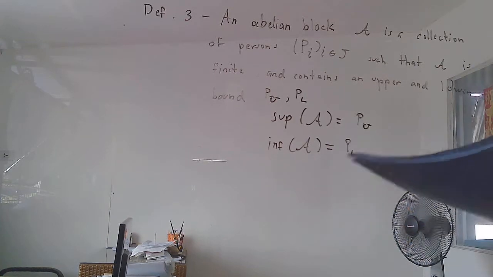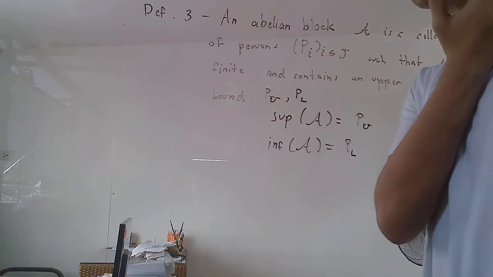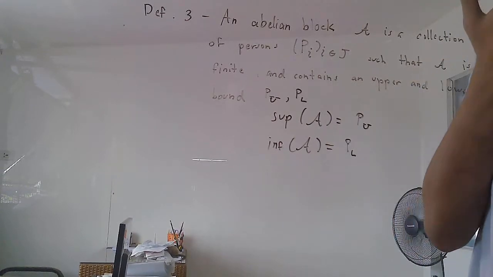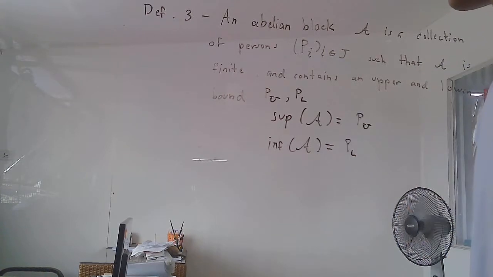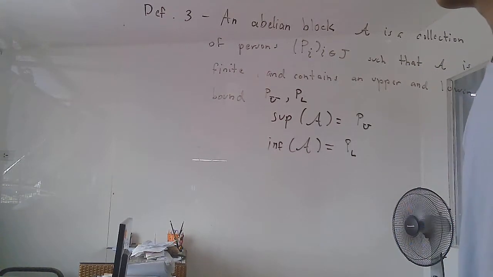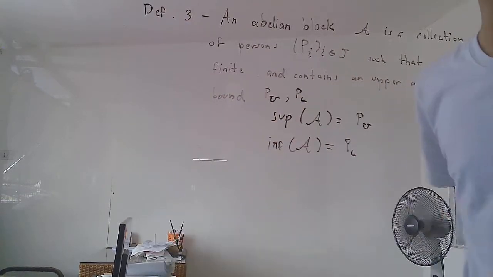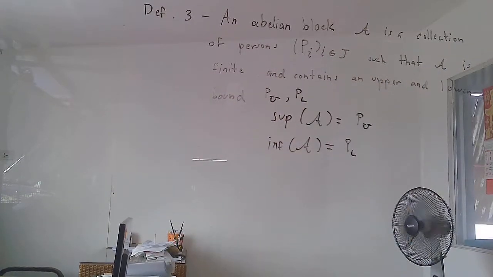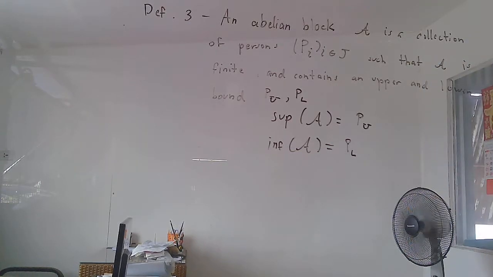Next step. I haven't really established yet that this is well ordered, because not all abelian blocks are well ordered. It's not an ordered set, and the reason they're called abelian blocks is because they have no order. They're like regular sets, and you can interchange the positions of each element.